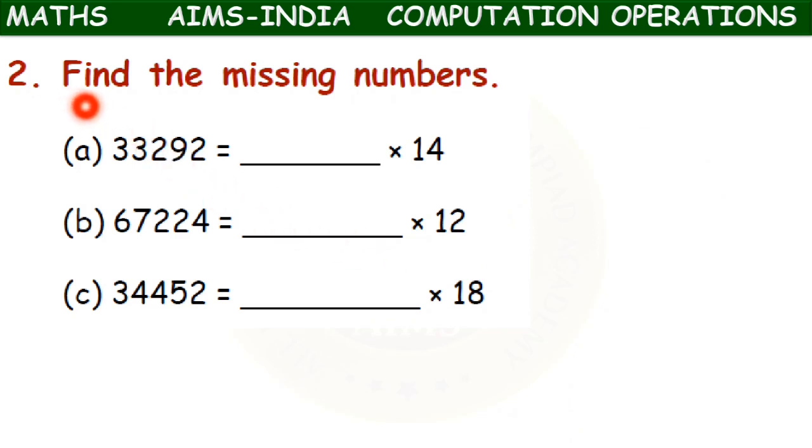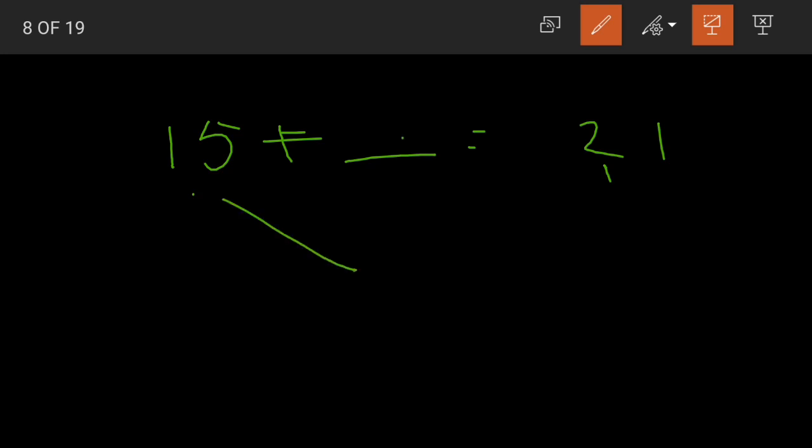Now look at this question here. Find the missing numbers. 33,292 is equal to dash into 14. See children, if you remember, if we have one addend, say 15 plus dash is equal to 21, we had one addend and the sum. We need to find out the other addend. What did we do? We subtracted the addend from the sum. Yes, the opposite of addition is subtraction.